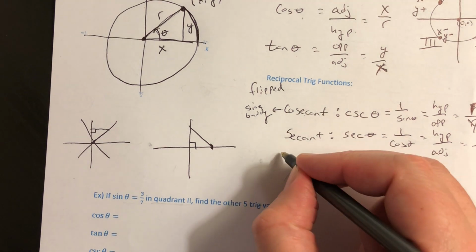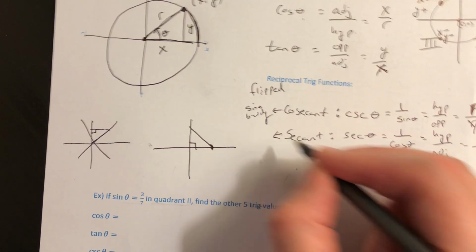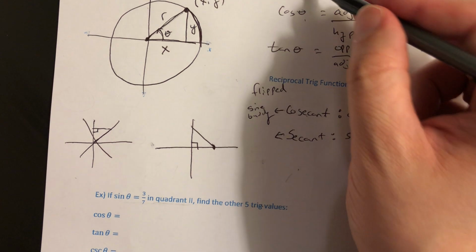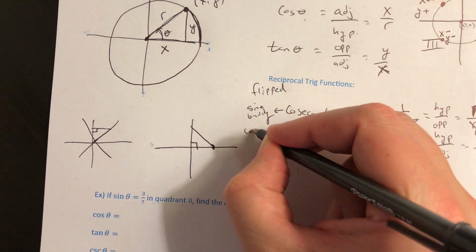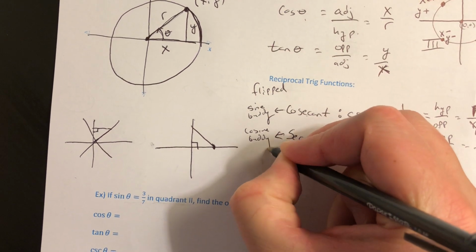Okay, and this is whose buddy? Well, secant, we want to pair that with sine because they both start with s's, but this is actually cosine's buddy. So we need to know that those go together.